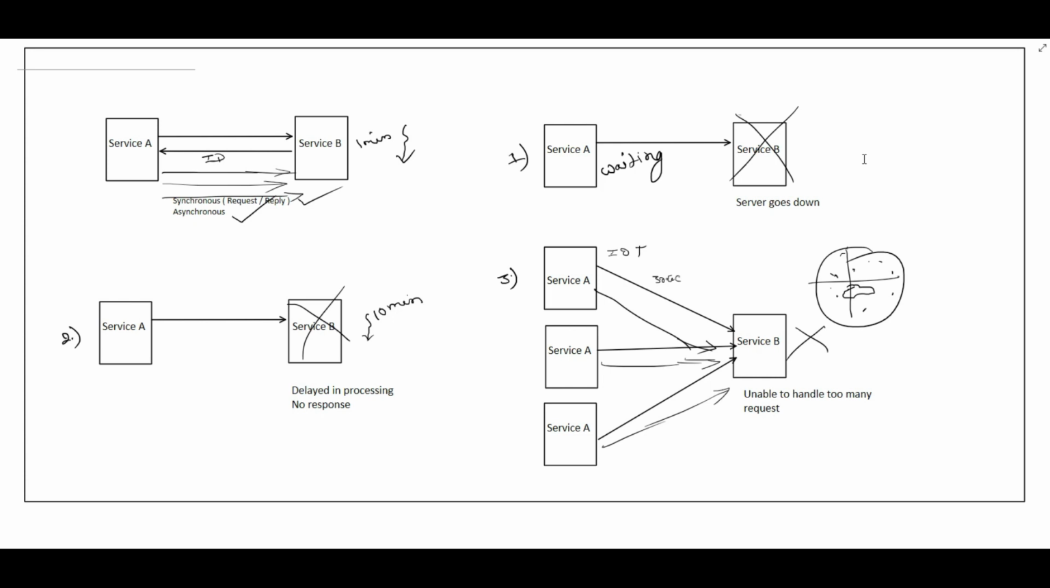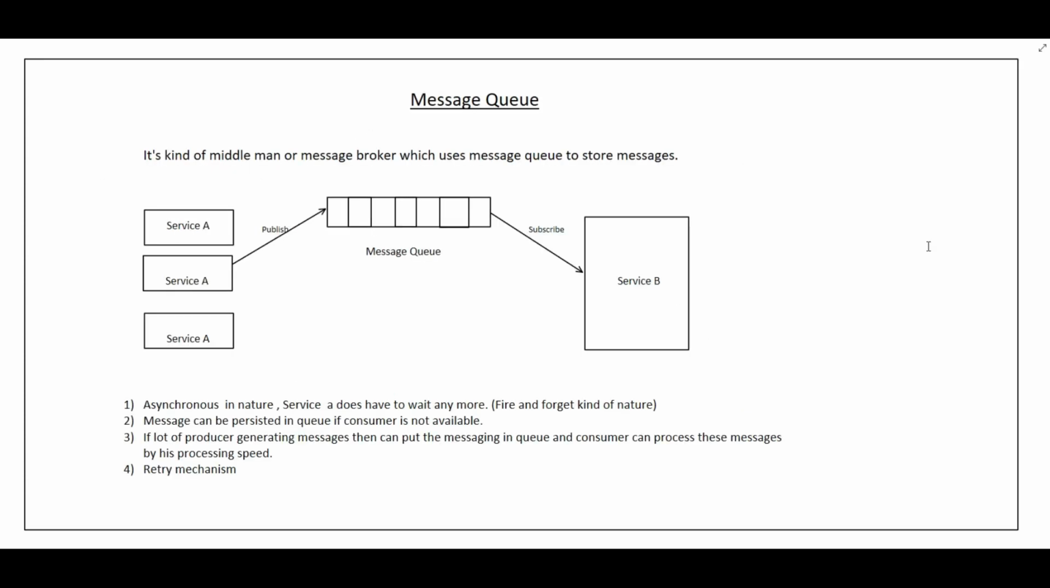So these are the three problems we are facing currently, and these could be solved by using message queues. So what is a message queue? It's a kind of middleman or message broker which uses a message queue to store the messages.